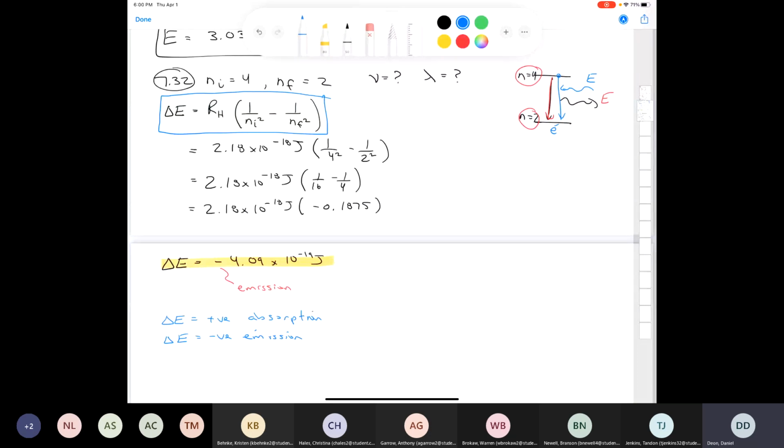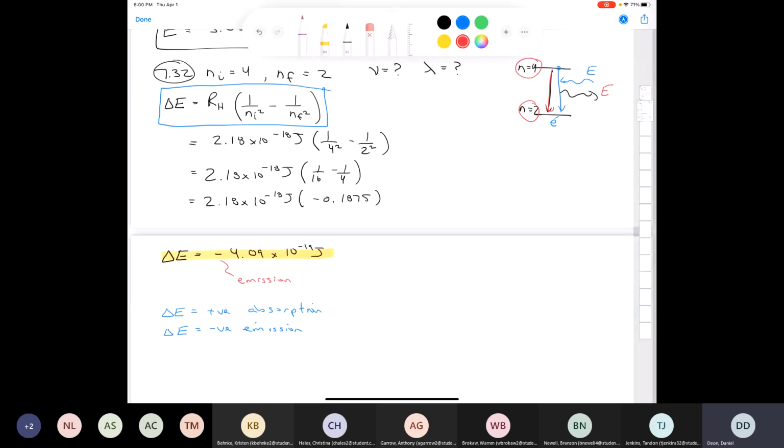So now it's asked us in 7.32 for 2 things. It asked us for the frequency and the wavelength. Well, to solve for the frequency, I'll just do it over here. We have E is equal to h times nu. So nu is going to be equal to E over h. We have our energy, which is 4.09 times 10 to the negative 19 joules divided by h, which is 6.63 times 10 to the negative 34 joule seconds. Joules cancel, and I end up with a frequency that is equal to 6.17 times 10 to the power of 14 hertz.